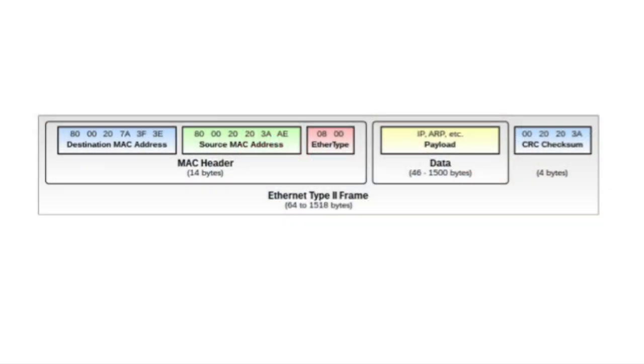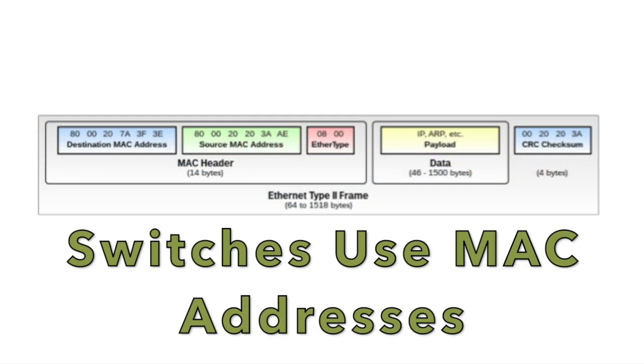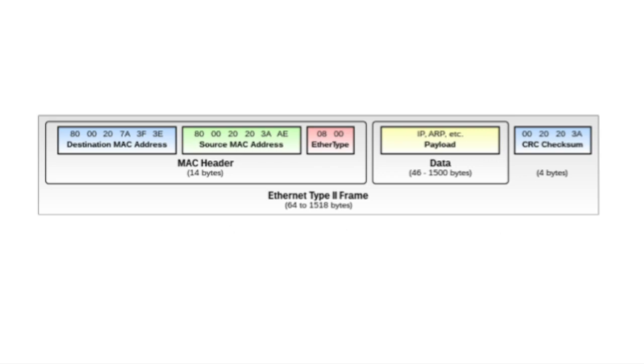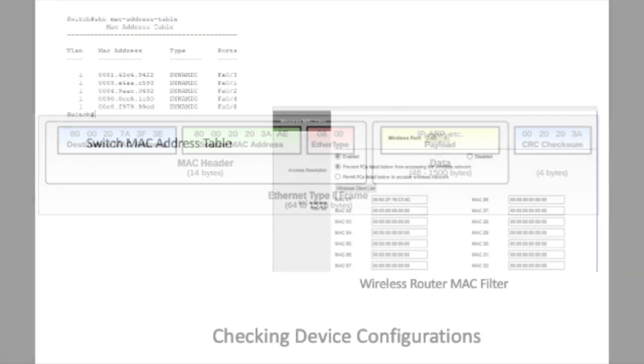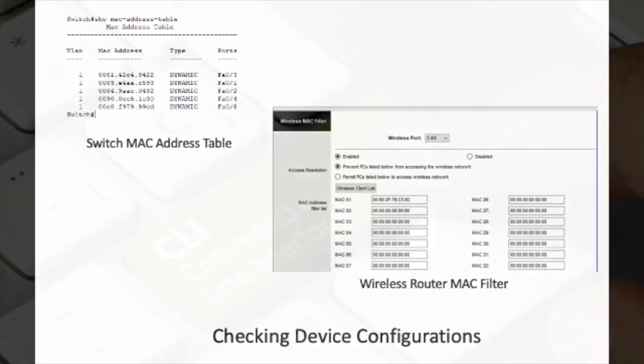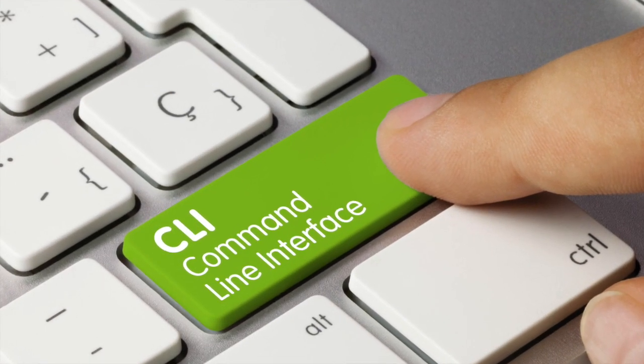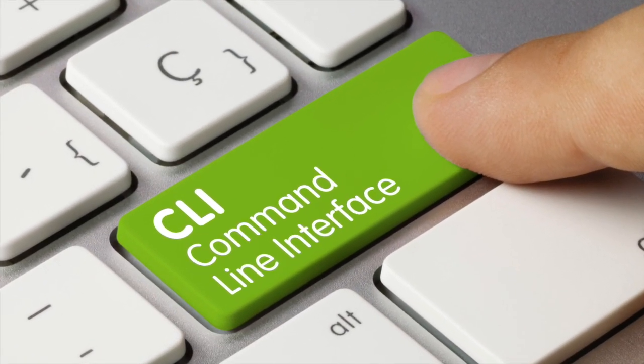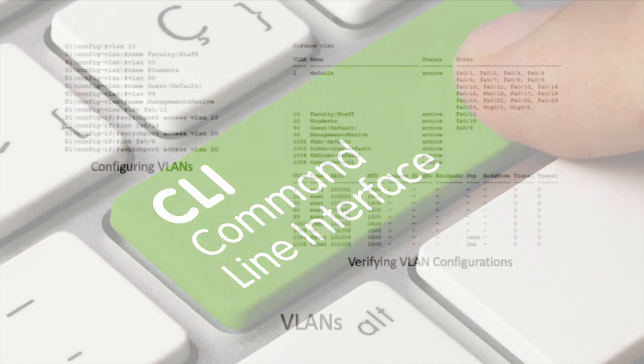Switches are Layer 2 devices capable of reading and using MAC addresses. These addresses are used to make forwarding decisions and for security. MAC address filtering can be used to block specific MAC addresses from having access, and improper configurations can also block the wrong device. Configurations can be checked through the device's command line or web interface.